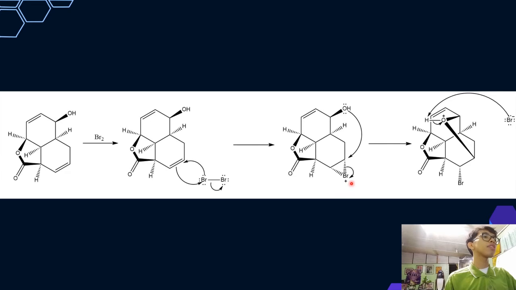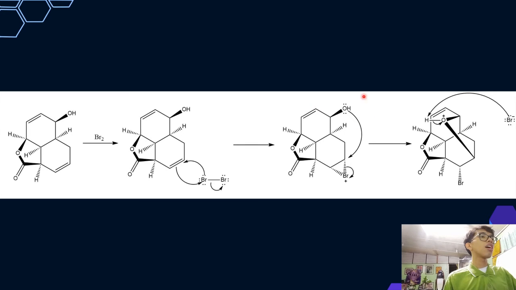Now we have here these two carbons that are bonded to that bromine, which they took from the molecular bromine. Now, one may be inclined to think that the other bromine would also attack the other alkene, but no.